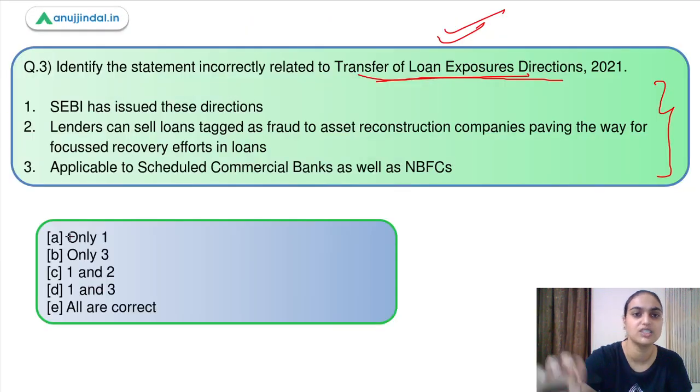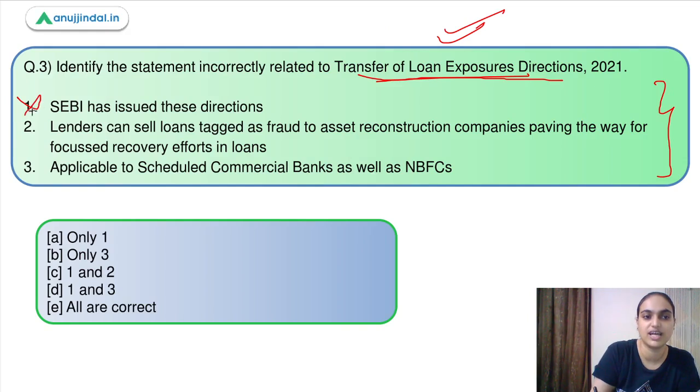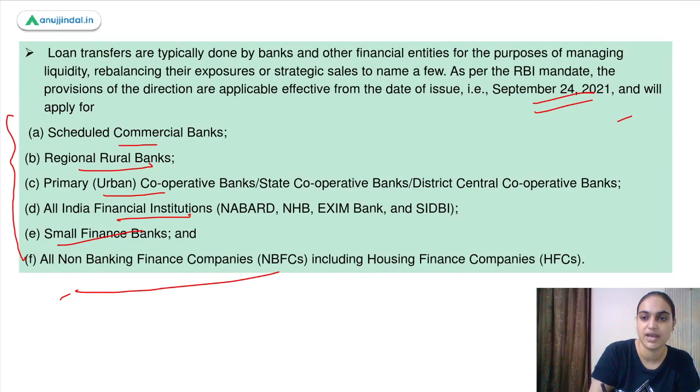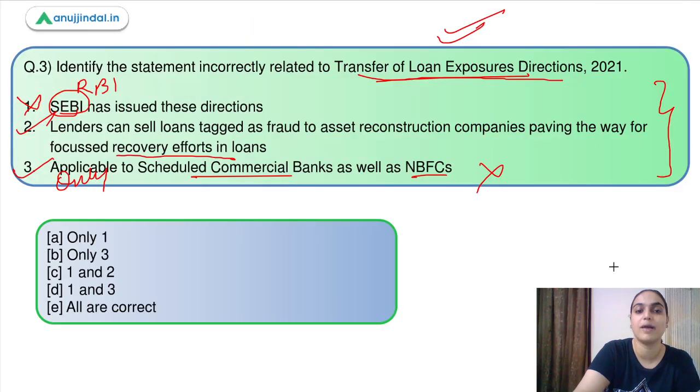Coming back to the question, incorrect statements. So first is incorrect because RBI has come up with these directions, not SEBI. Second is correct that it will pave the way: lenders can sell loans tagged as fraud to ARCs, which paves the way to recover the loans. Third is also correct that it's applicable to scheduled commercial banks and NBFCs. If it said only applicable to scheduled commercial banks and NBFCs it would be wrong, because its applicability is in all these entities like I discussed. But here it is mentioned that it is applicable in both of these, so yes, it is correct. That's why this is correct. So only first is incorrect. Answer is option A.